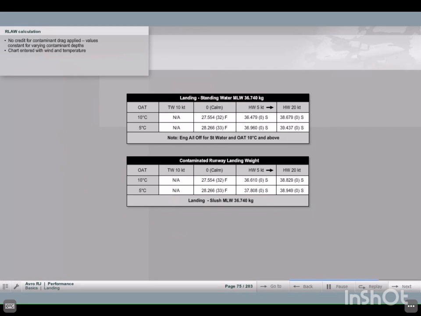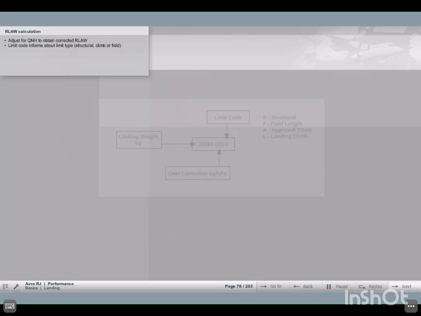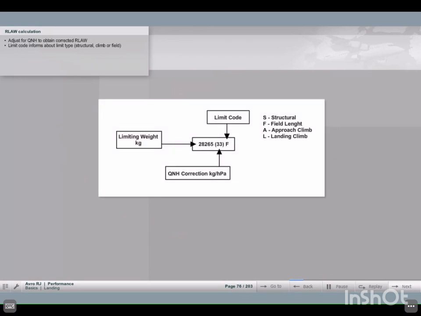Enter the chart with the wind component and OAT and obtain the uncorrected allowable weight. Thereafter, the QNH correction, plus if QNH is higher than 1013 hectopascal, minus if less, has to be applied to obtain the correct RLAW. The limit code informs whether structural, field length, approach climb, or landing climb is limiting.